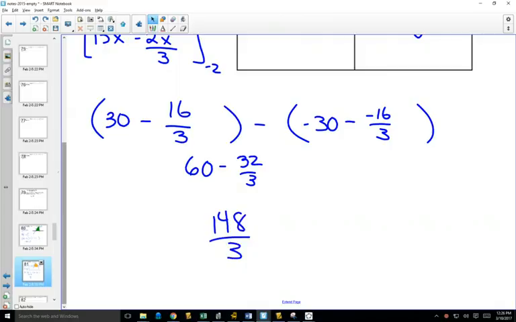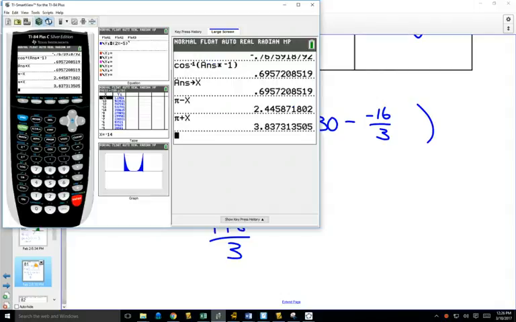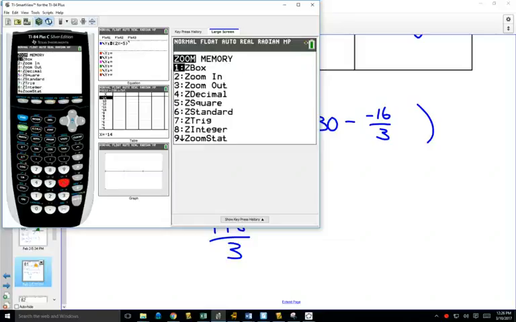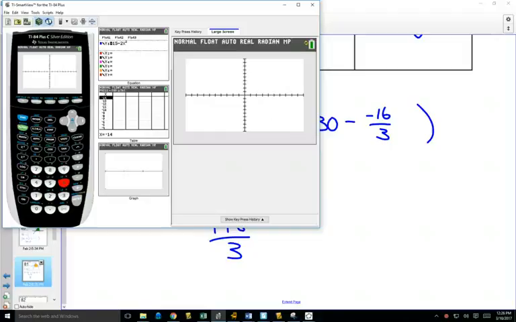148 over 3. So here we're doing these questions without our calculator. Of course, if you're wondering after you've done one of these, have I done it correctly? Well, you can go to your calculator. You can type in 15 minus 2x squared, right?